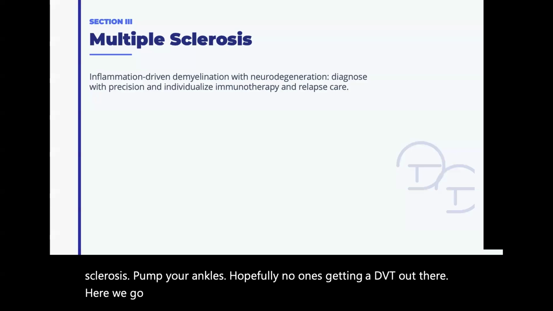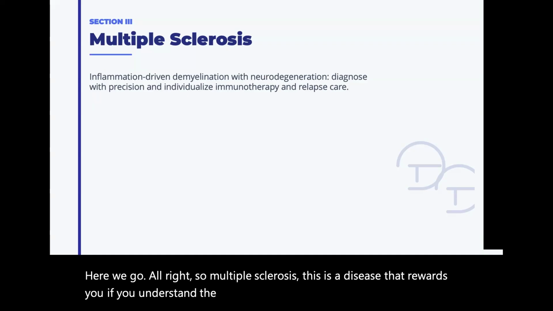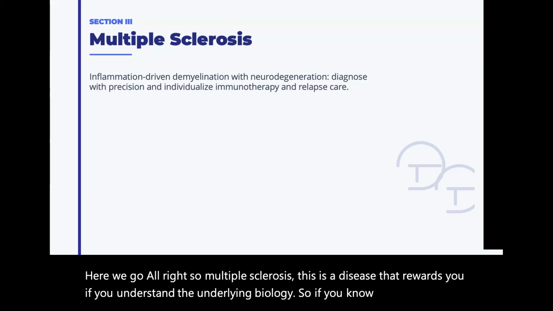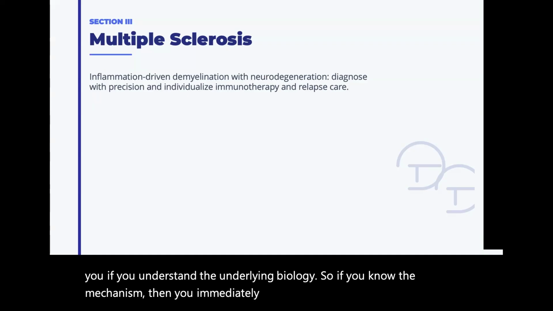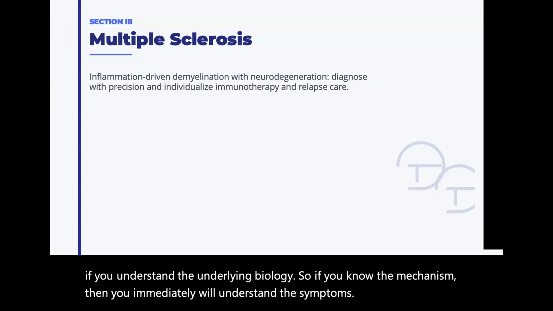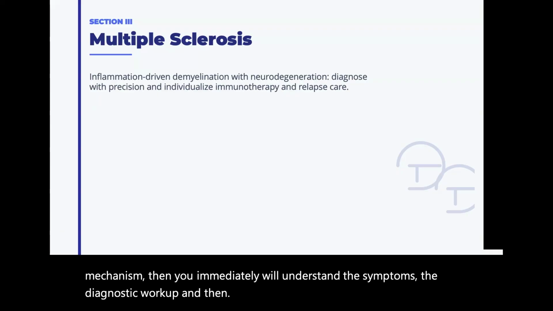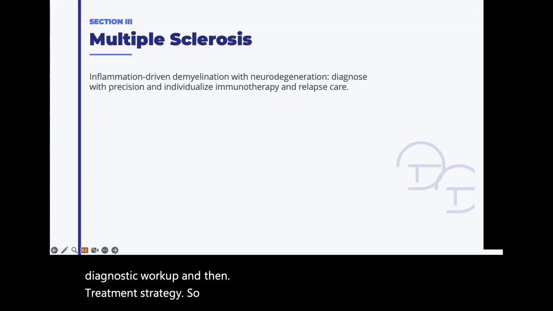So multiple sclerosis, this is a disease that rewards you if you understand the underlying biology. If you know the mechanism, then you immediately will understand the symptoms, the diagnostic workup, and the treatment strategy. So what is MS? Well, MS is not just autoimmune demyelination. It's actually a two-phase disease with overlapping processes.